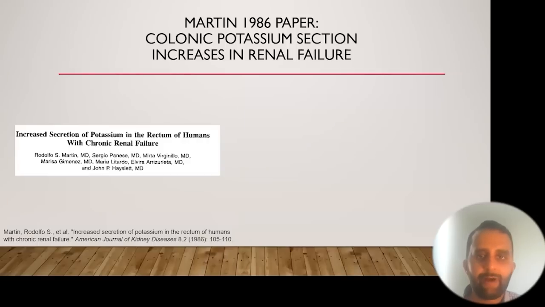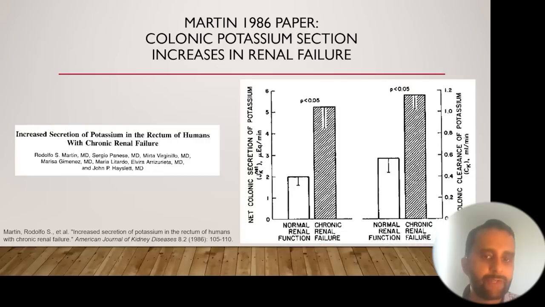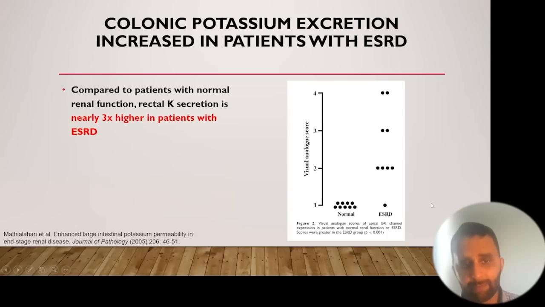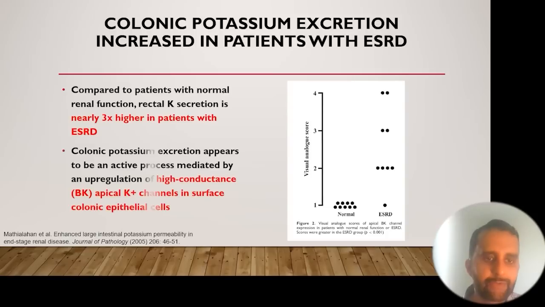More recently, studies have shown similar findings. Potassium is secreted in the colon, and this increases in those who have kidney problems. This is net colonic secretion of potassium in those with normal kidney function and those who have kidney problems. Back in the 80s, chronic kidney disease was called chronic renal failure. And as you can see here, those with chronic renal failure have higher amounts of colonic potassium excretion compared to those who have normal kidney function. Again, all very remarkable. More recent studies have shown that this is mediated by channels within the colon.